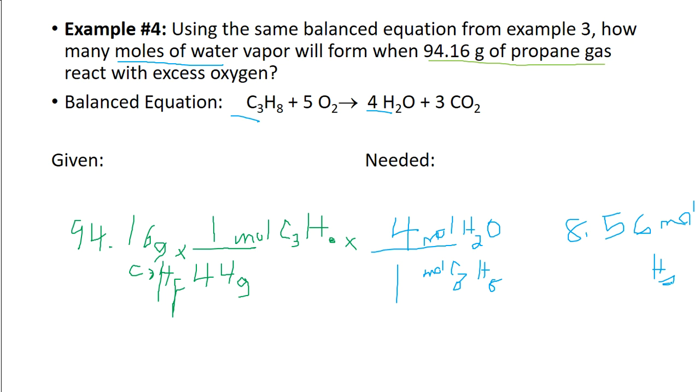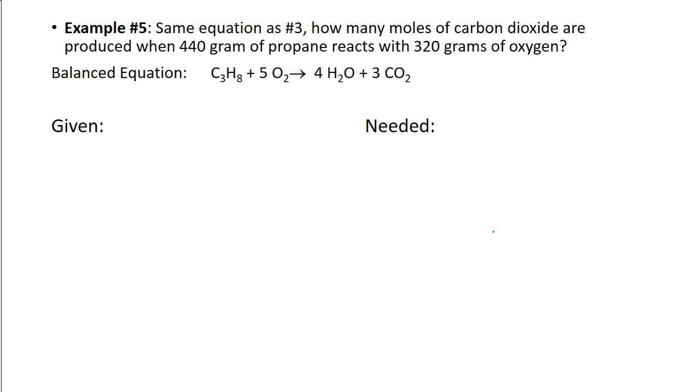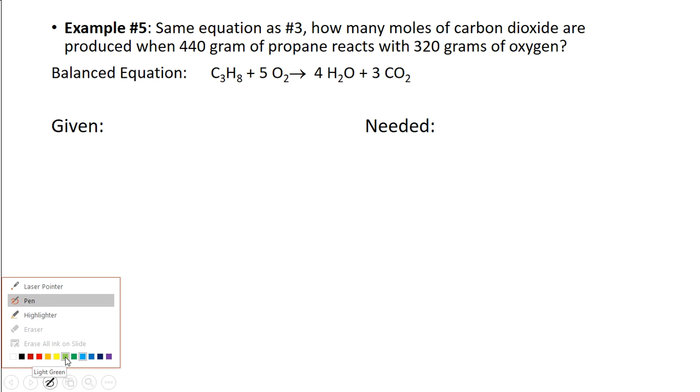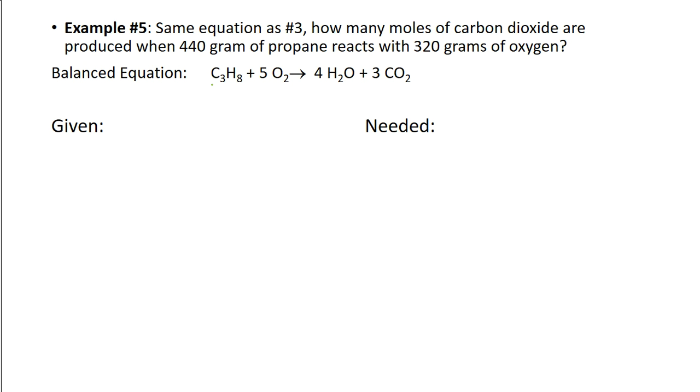All right, and that's how you do these, and we're doing good, it seems. So let's look here. Another problem, same balanced equation, just for simplicity. I'm doing that in green, and maybe you're already figuring things out. What are we given? We want how many moles of carbon dioxide are produced when 440 grams of propane reacts with 320 grams of oxygen.